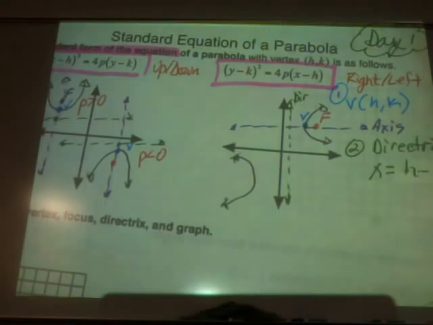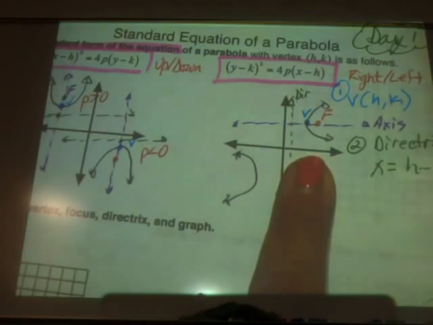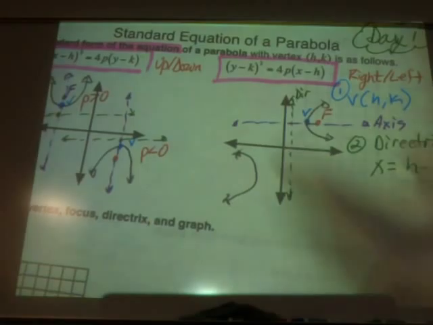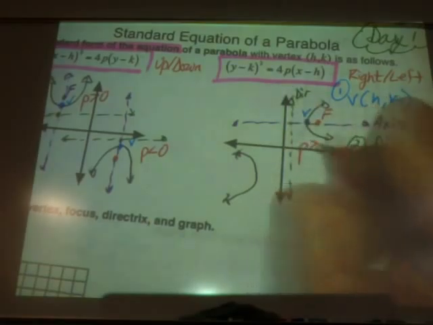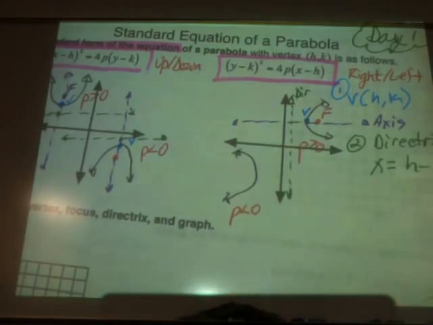Because if p is positive, well, what is p here? Is that positive or negative, if it opens to the right? Positive numbers are to the right, right? So this is when p is greater than 0. And so this would be when p is less than 0 because it's opening to the left.